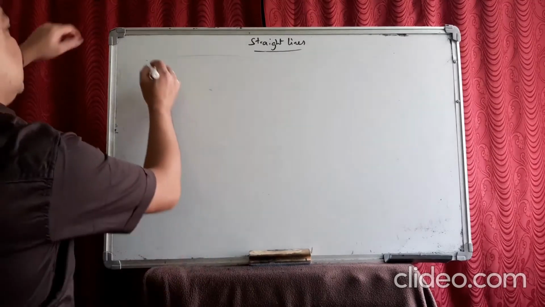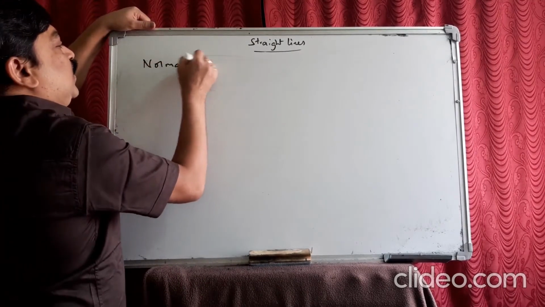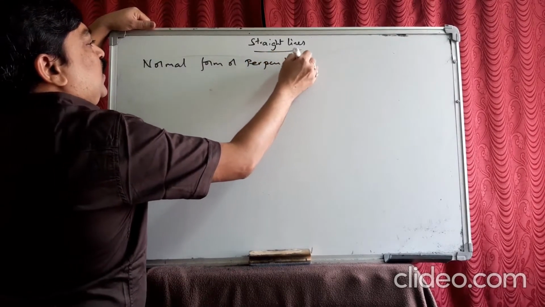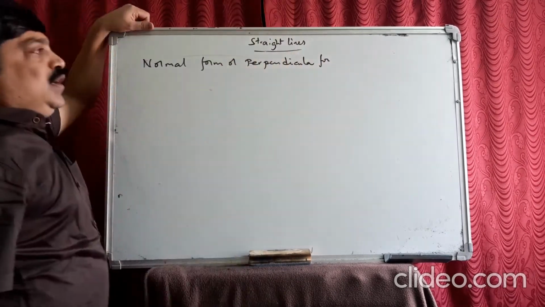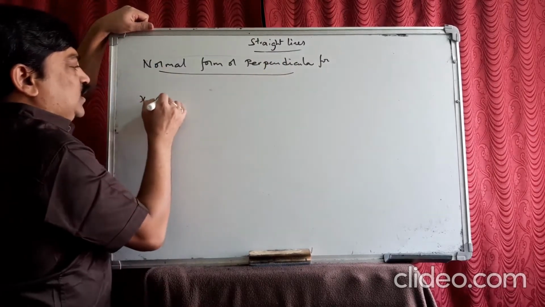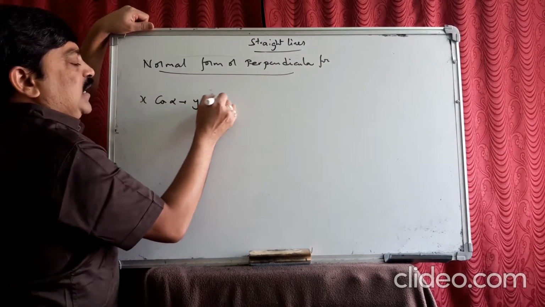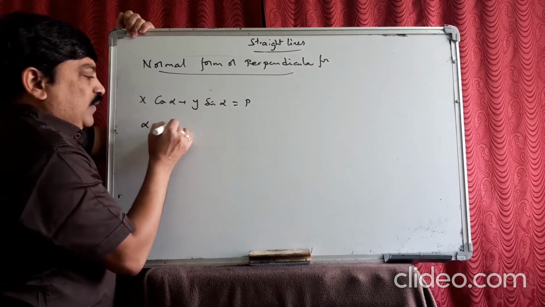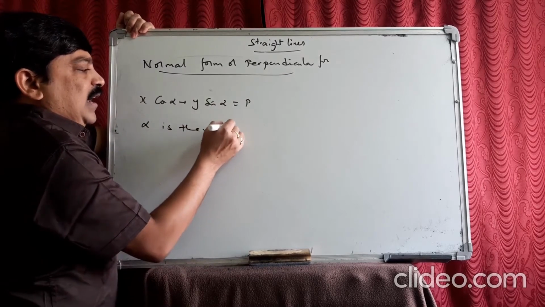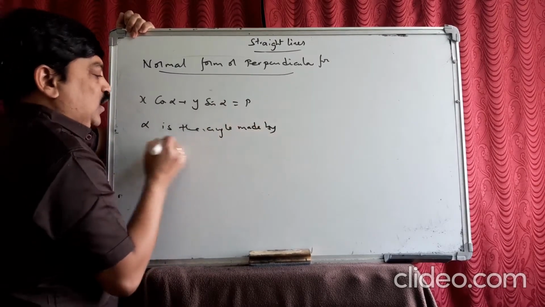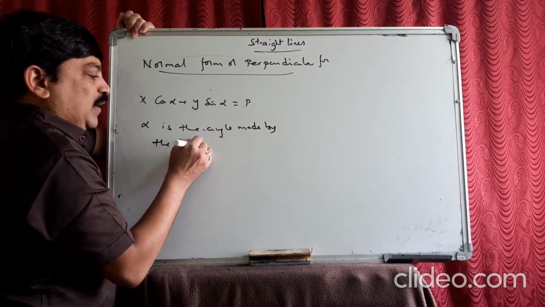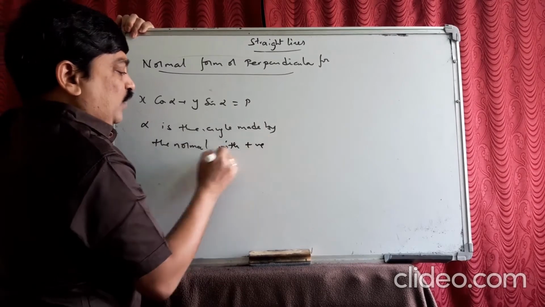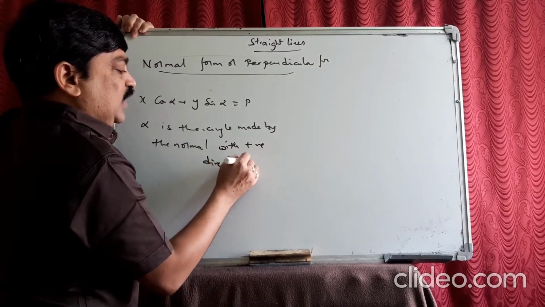See, the next form is normal form or perpendicular form. Normal form or perpendicular form. How does this look? It looks like x cos alpha plus y sin alpha is equal to p. Here it is not theta, it should be alpha. Alpha is the angle made by the normal, meaning perpendicular, with the positive direction of the x-axis.